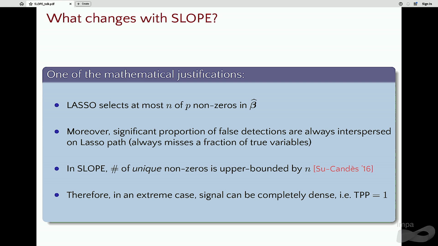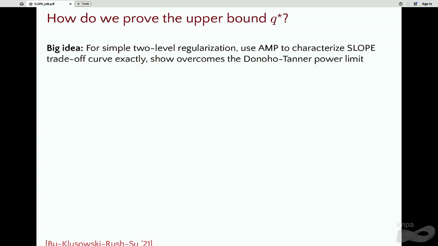It turns out that this is not always what's happening when you beat the TPP upper bound, but I think it's one way to understand how slope gets around this. Okay, and so, how do we prove this upper bound?